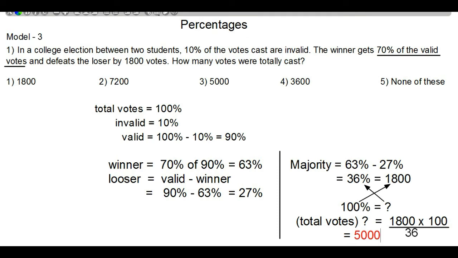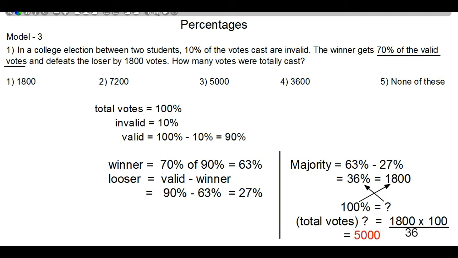Similarly, here instead of asking how many votes were totally cast, the question could be what were the total number of valid votes. We know that the total number of valid votes is equivalent to 90%. So we can say that 36% is equivalent to 1,800, 90% will be equivalent to what? And again by cross multiplication we can get the desired answer. So friends, this is how you solve these types of questions based on election, simply by finding out what percentage equivalent has been given and what percentage equivalent has to be calculated. And by cross multiplication, we find out the required answer.